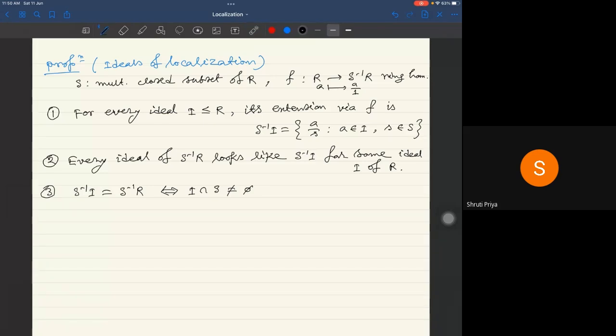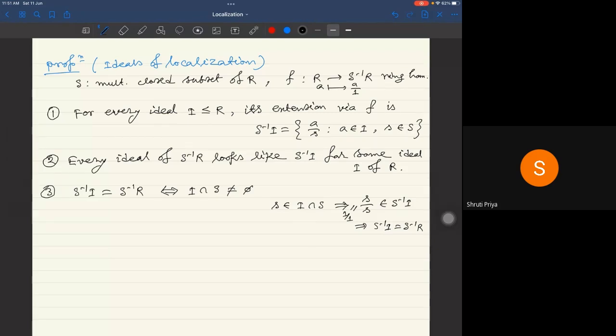So let's say you have a common element s belonging to I intersection S. Then can you verify that this ideal is an improper ideal, or in particular that it contains the identity element? What about s by s? This is an element of S inverse I, right? And this is the identity element. So yes, this is 1 by 1, and this proves that S inverse I is the same as S inverse R.